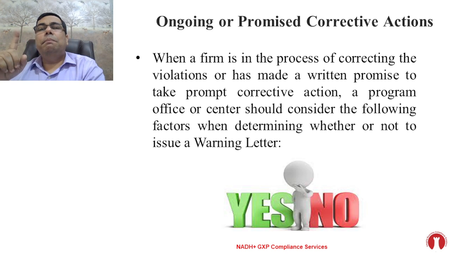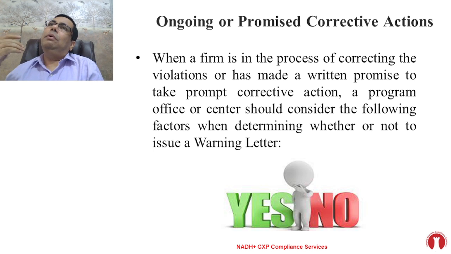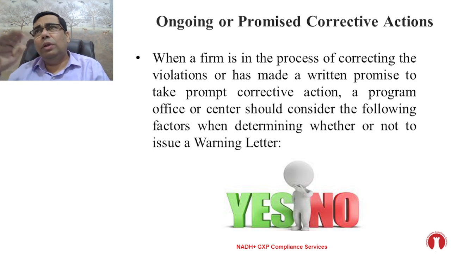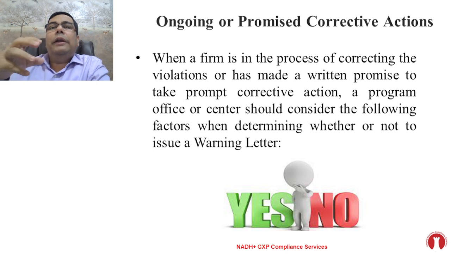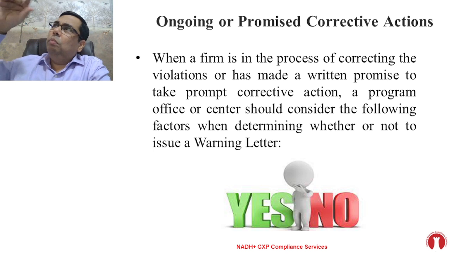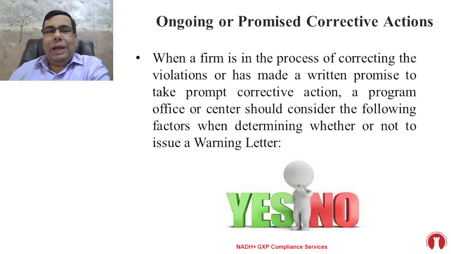When a firm is in the process of correcting the violations, now you got the 483 observations, and you gave the response to the 483 to FDA, and already you took some immediate or prompt corrective actions, and some long-term action plan, you have given the timelines. Now that means what? You are in the process of correcting the violations, right? Or you have made a written promise, a written commitment to take prompt corrective action.